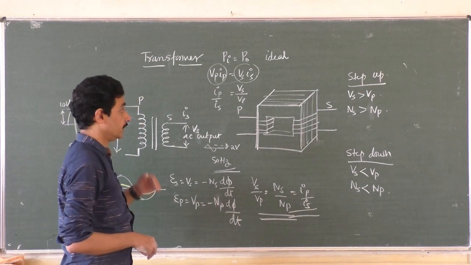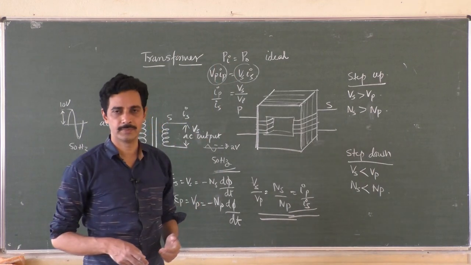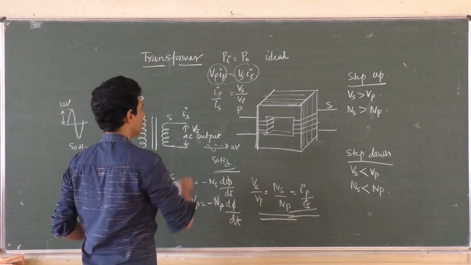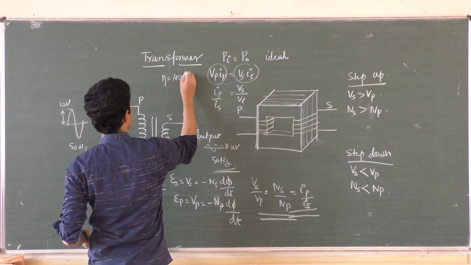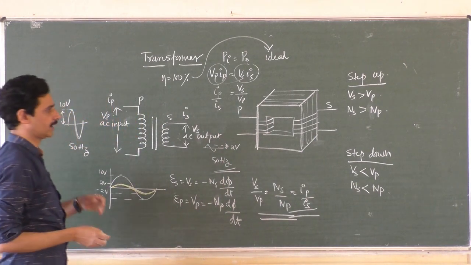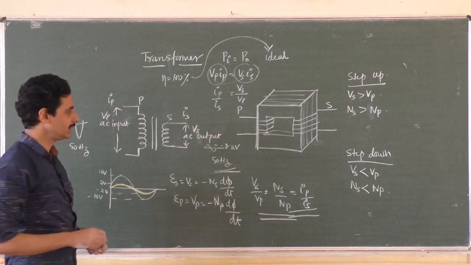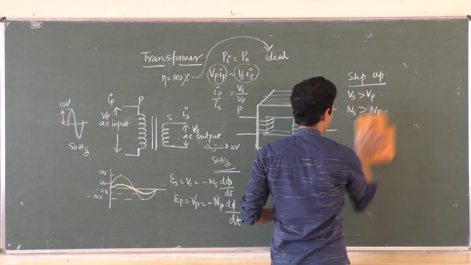Now, usually in practical transformers it is not the same. Pi is not equal to P naught and its efficiency is not 100%. If output energy and input energy are same, then the efficiency is 100% for ideal transformers. For practical transformers there are so many problems. What are the problems associated with practical transformers? Output energy is not equal to input energy.